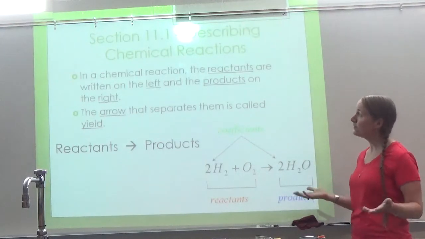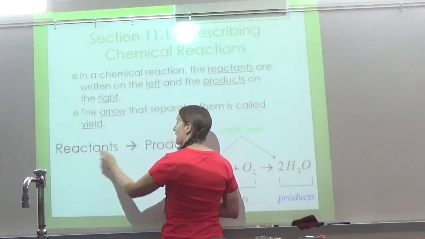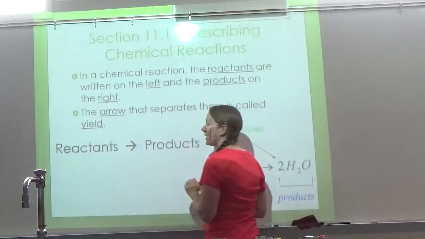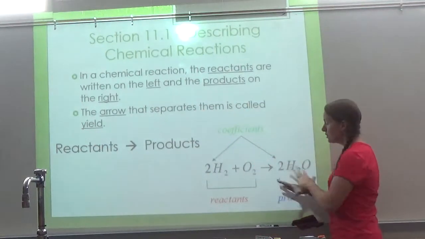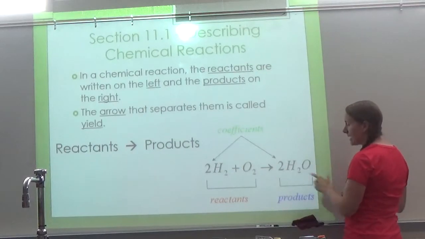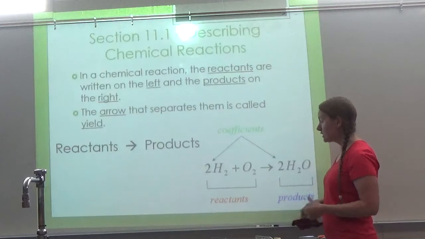Alright, so in a chemical reaction, the reactants are written on the left and the products are written on the right. The arrow that separates them is called the yield. So reactants react to produce products. So you don't start with products, you don't end with reactants. So in this equation, hydrogen and oxygen are my reactants, water is my product. And the arrow sign is called the yield sign.